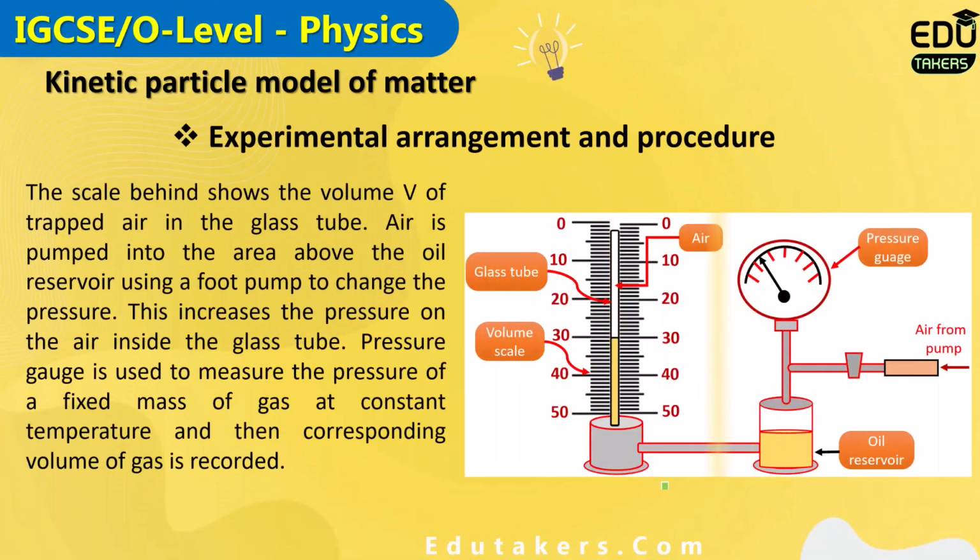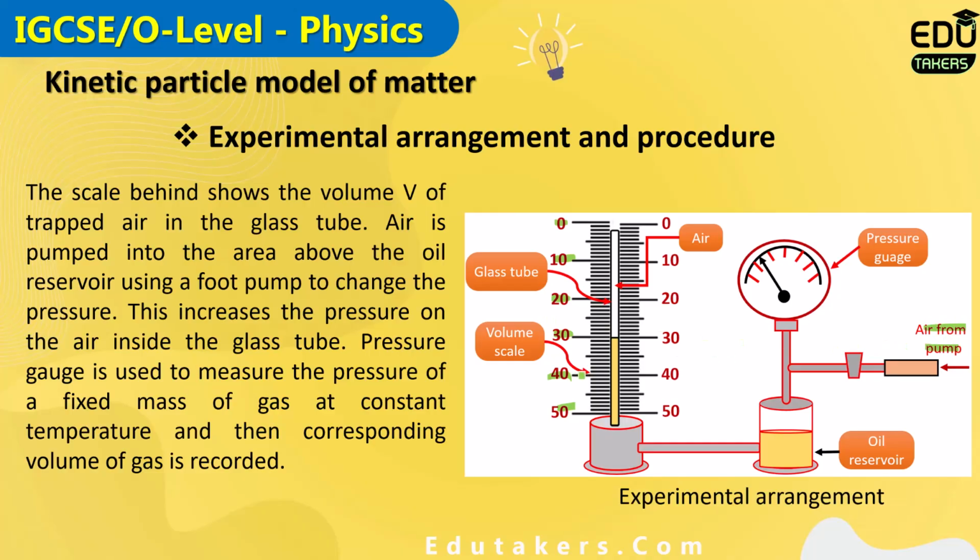Here is the experimental arrangement and procedure for verifying Boyle's law. In this figure, you can see the experimental arrangement for Boyle's law. There is a scale which you can see here, where I also calibrate this scale. It is basically showing the volume of the trapped air in the glass tube. You can pump the air from here.